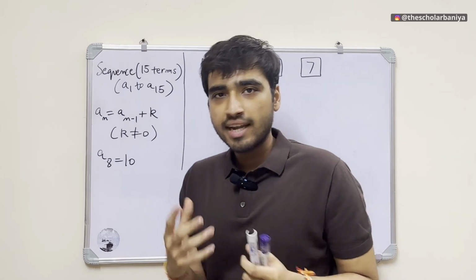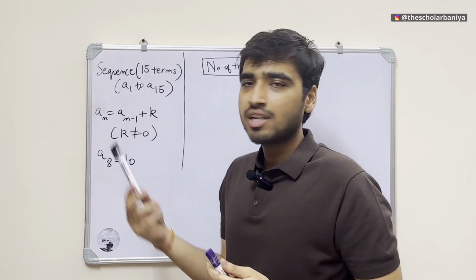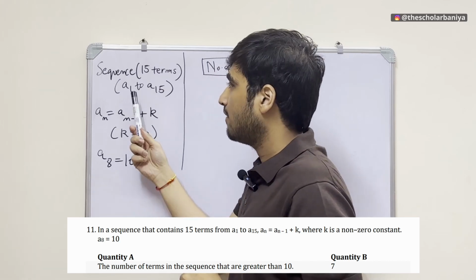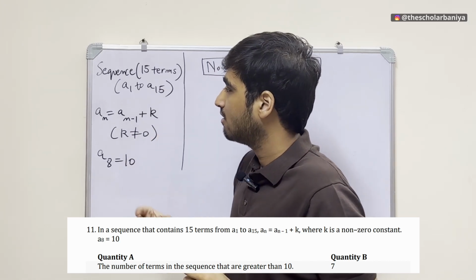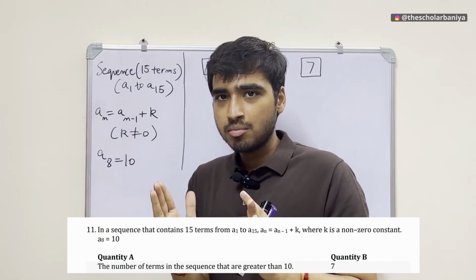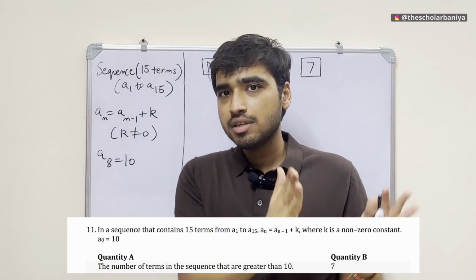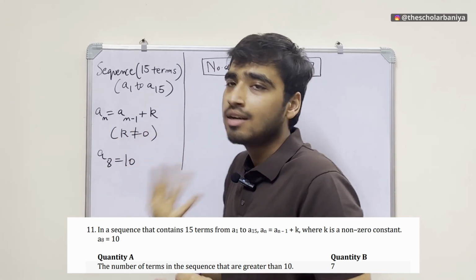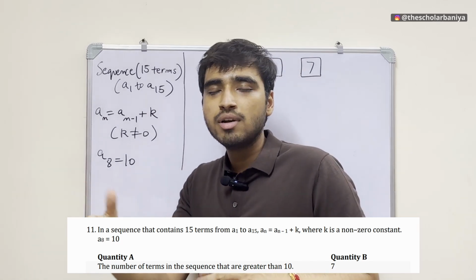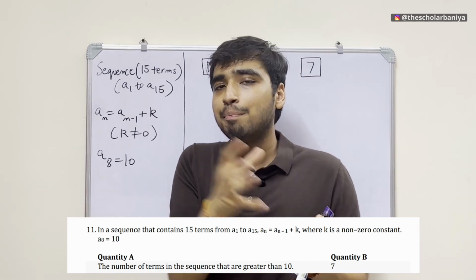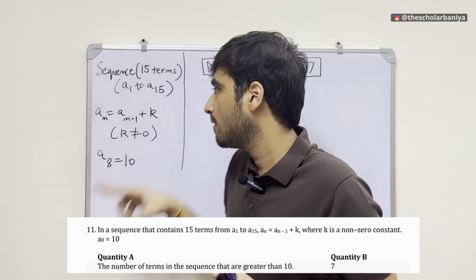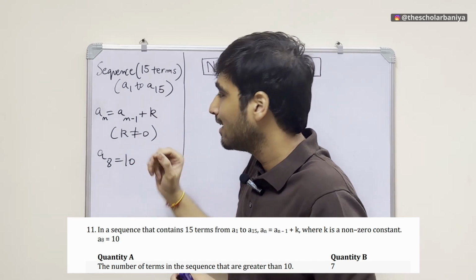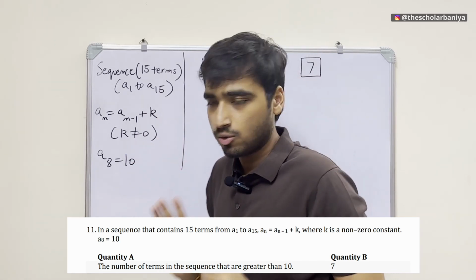So guys, let's move on to the next question. In this question, we are given a sequence in which there are 15 terms, A1 to A15, and the term is equal to the previous term plus k. So an = an-1 + k. This means, for example, the fourth term will be equal to the third term plus some constant k, where k is not equal to 0. This is very important, that k is not equal to 0.